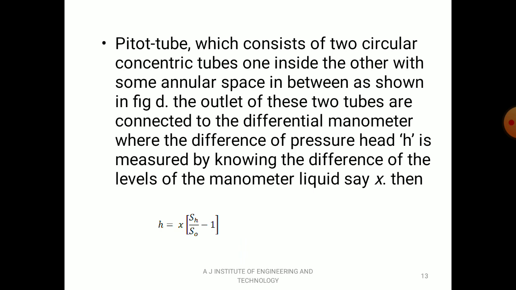The fourth case: a pitot tube which consists of two circular concentric tubes, one inside the other, with some annular space in between, as shown in figure D. The outlets of these tubes are connected to a differential manometer, where the difference of pressure head H is measured by knowing the difference of levels of manometer liquid, say X. Then H equals X into (SH divided by SO minus 1). SH is the specific gravity of the manometric fluid, SO is the specific gravity of the flowing fluid, and X is the rise of manometric liquid in the U-tube.